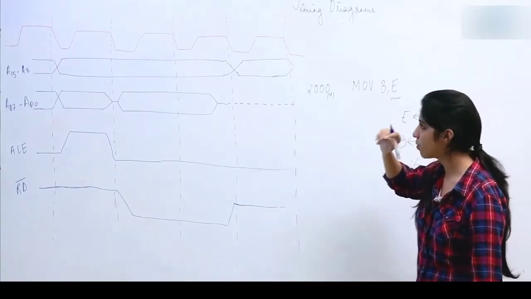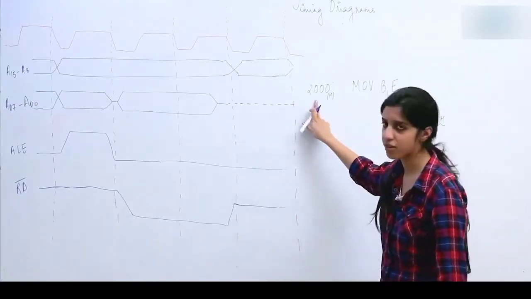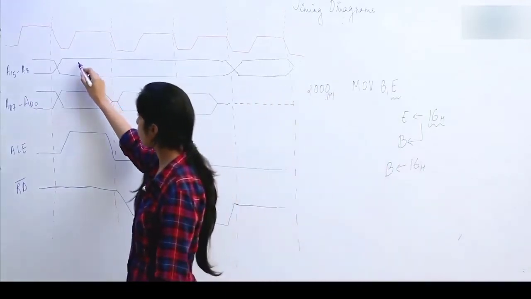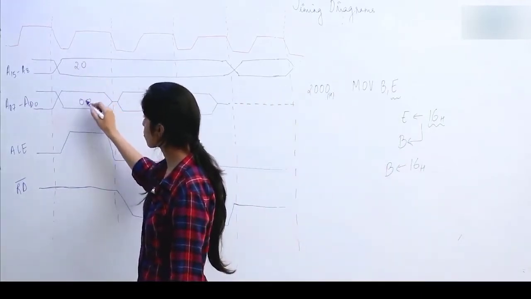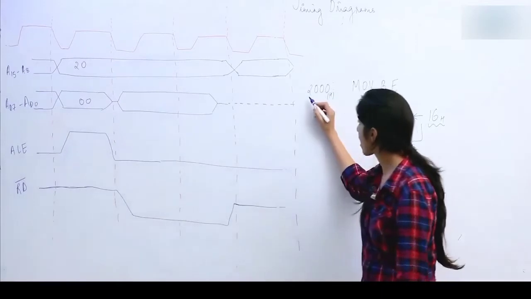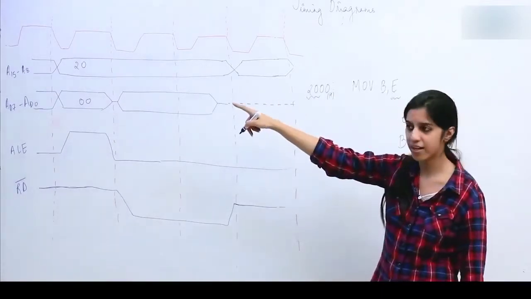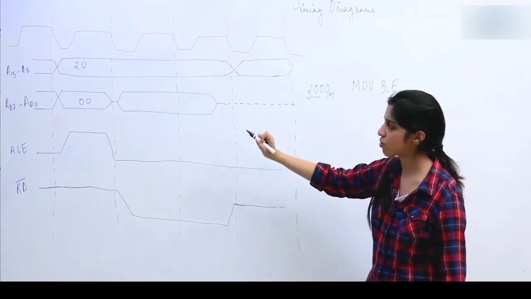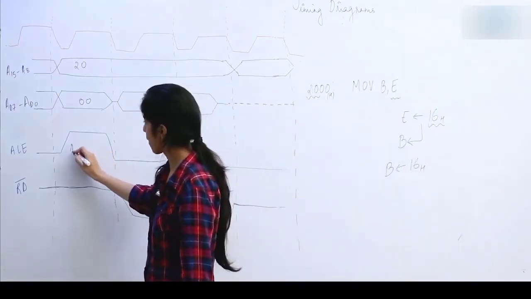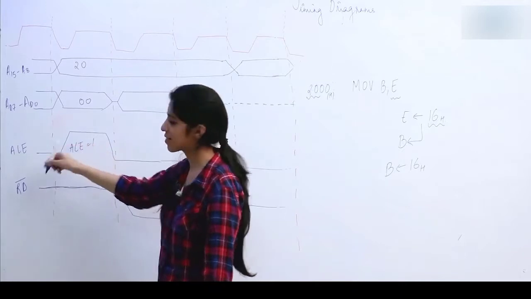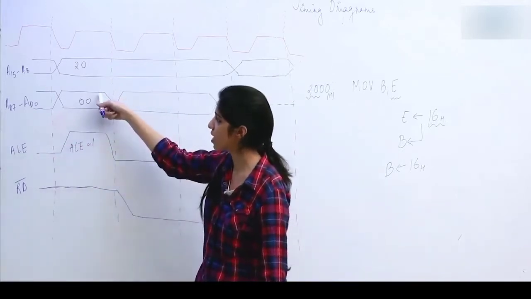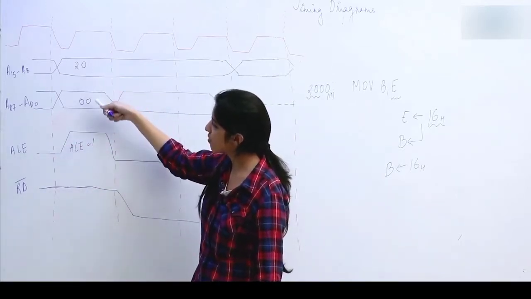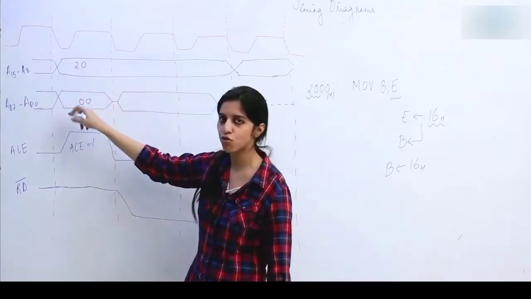Now, same thing we are going to do: we are going to put the address on the address bus. I am going to put 20 here and 00 here. We always put higher bits of the address in the higher address bus and lower bits in the lower address bus. When we have put 2000, we make ALE 1, address latch enable, so that this bus behaves as address bus. Now, this is behaving as address bus, the address is 2000.